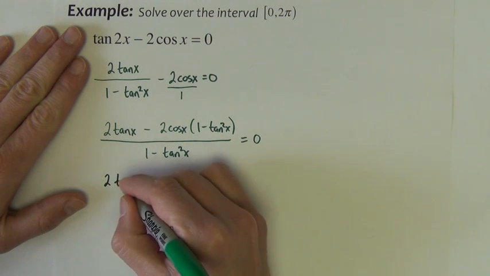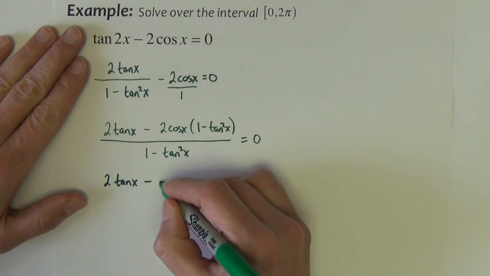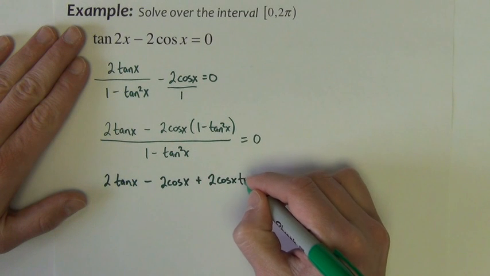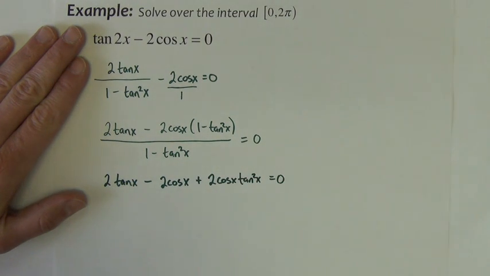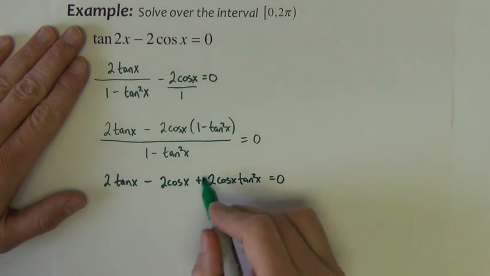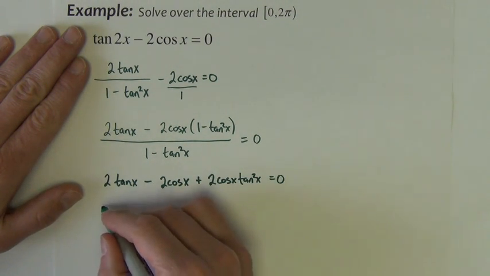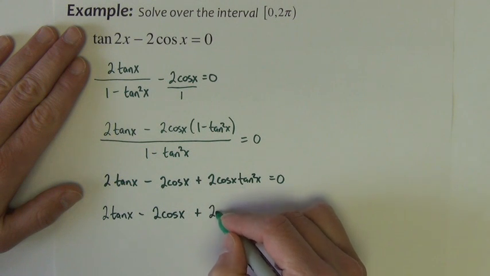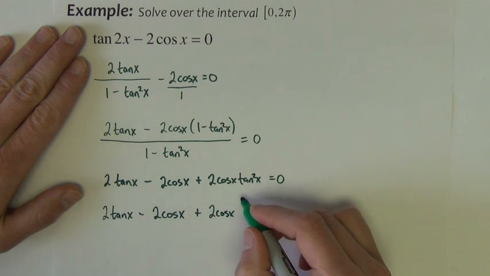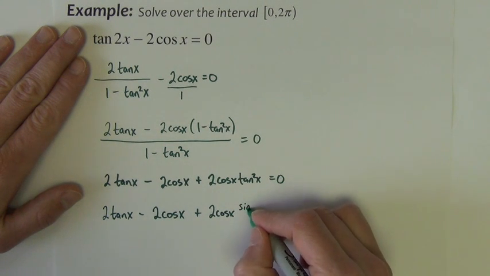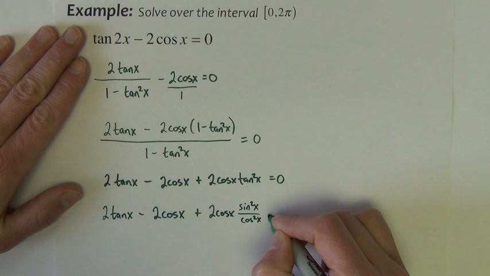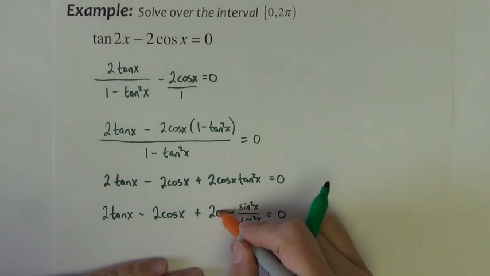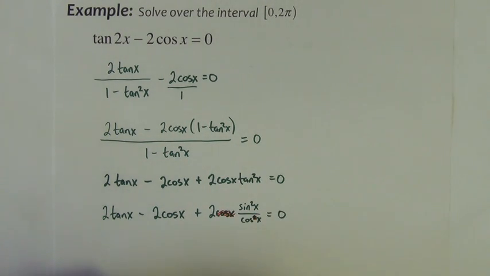Here we go. So we got 2 tan x minus, I'm going to go ahead and distribute 2 cosine x, plus 2 cosine x tan squared x, it equals 0. This term is the one that concerns me. Let's see what we can do over here. Tangent squared is sine squared over cosine squared. So let's see, this cosine, take away one of those cosines.